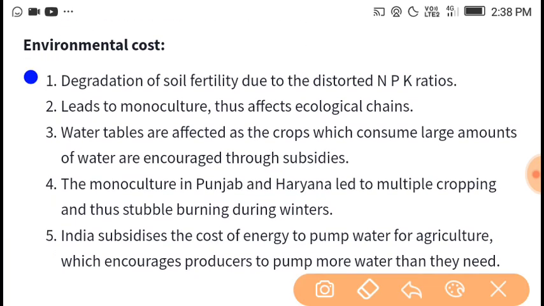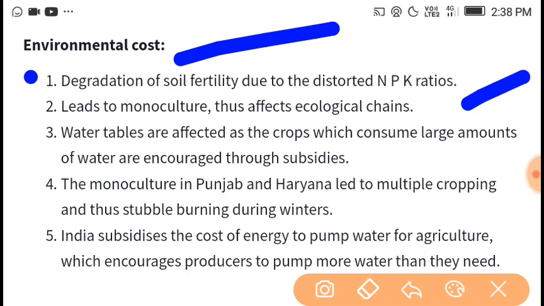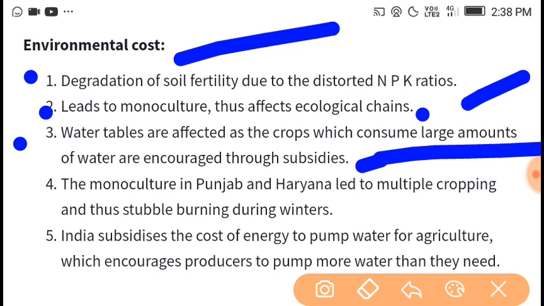Environmental cost: degradation of soil fertility due to distorted NPK, nitrogen, potassium, and phosphorus ratio, and it leads to monoculture, thus affecting ecological chains. Water tables are affected as crops which consume large amounts of water are encouraged through subsidies.